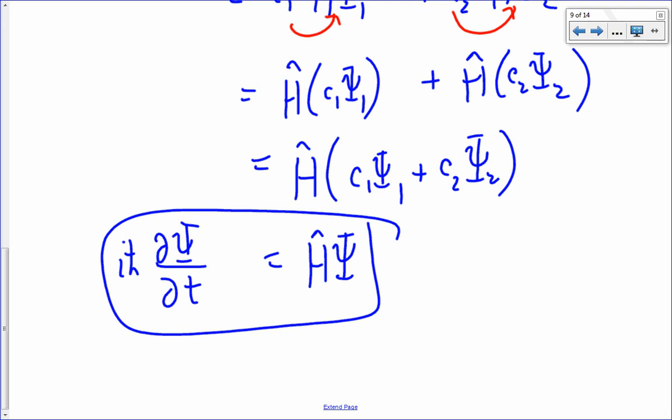So any linear combination, they don't need to be degenerate, will still be a solution to the time-dependent Schrodinger equation. It just so happens that if that linear combination involves non-degenerate stationary states, then it will not have a well-defined energy. If you make a measurement, there's a probability you might get the energy corresponding to psi 1, or there's a finite probability that you might get the energy corresponding to psi 2, and so on.